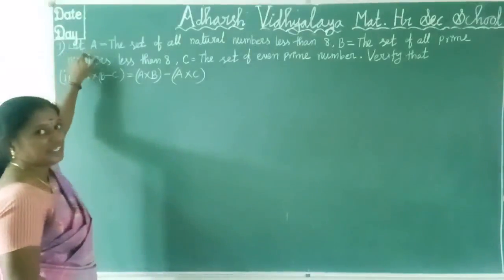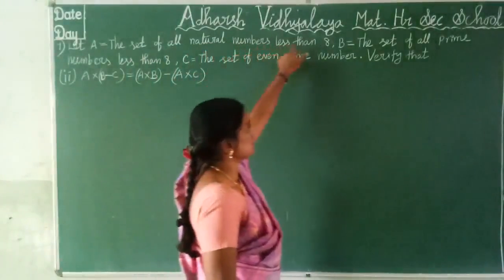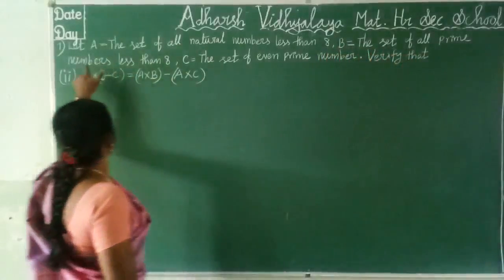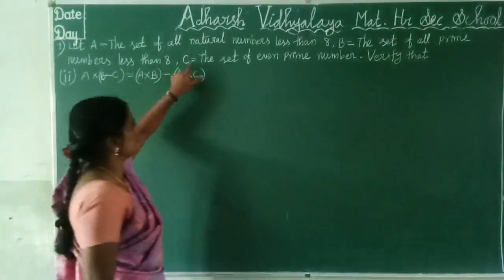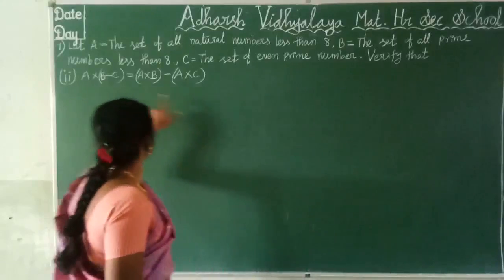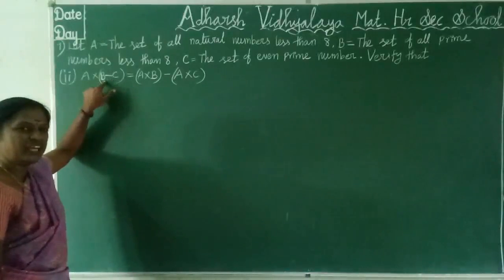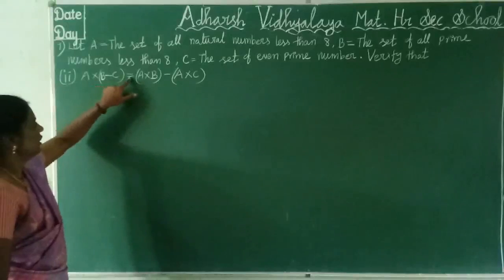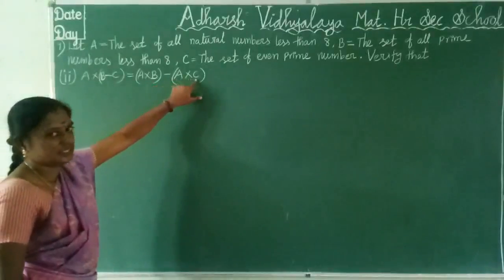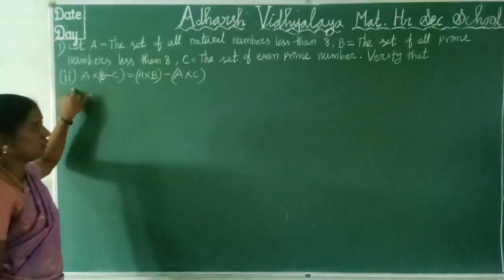7th one: let A be the set of all natural numbers less than 8. B is the set of all prime numbers less than 8. C is the set of even prime numbers. Verify that A cross B minus C, B minus C or B difference C, both are same, is equal to A cross B difference or minus A cross C. Here the first one is homework, the second option now we do it.